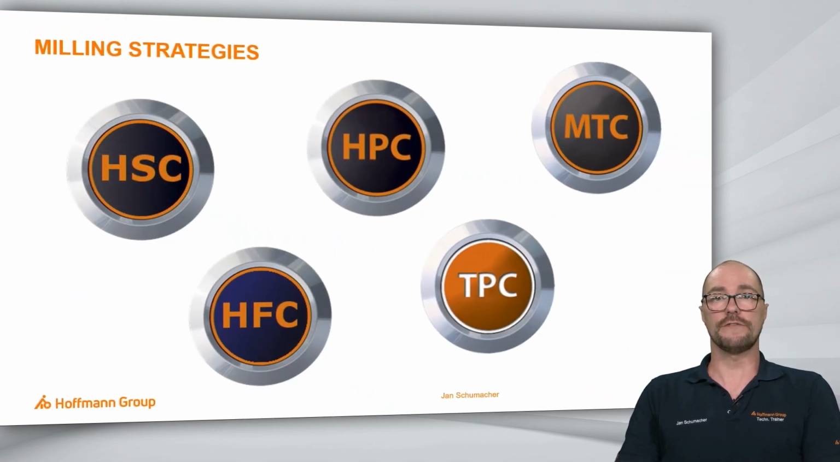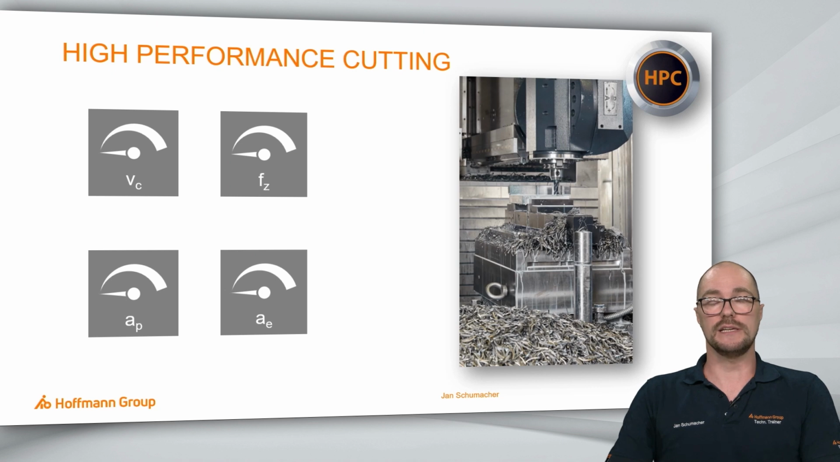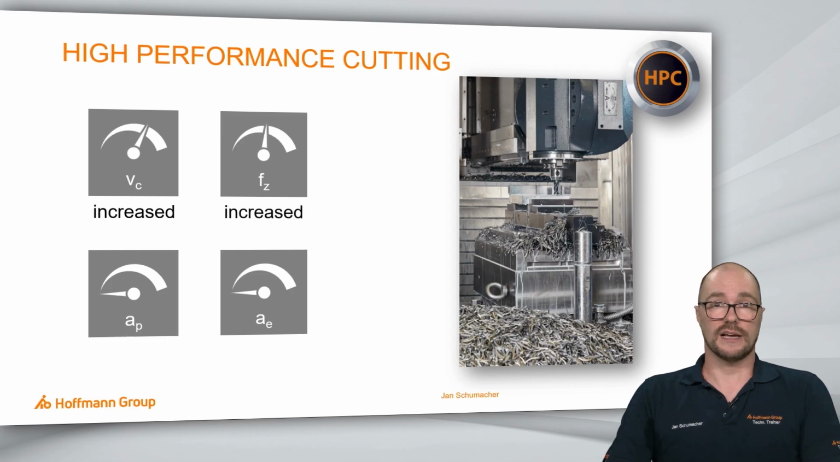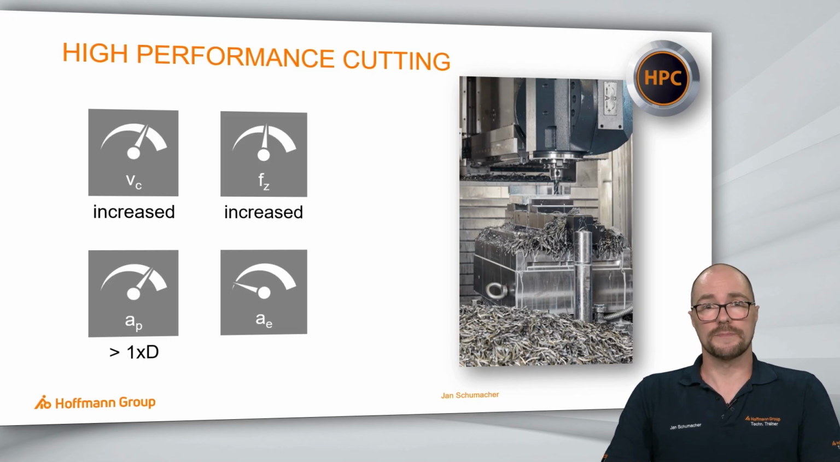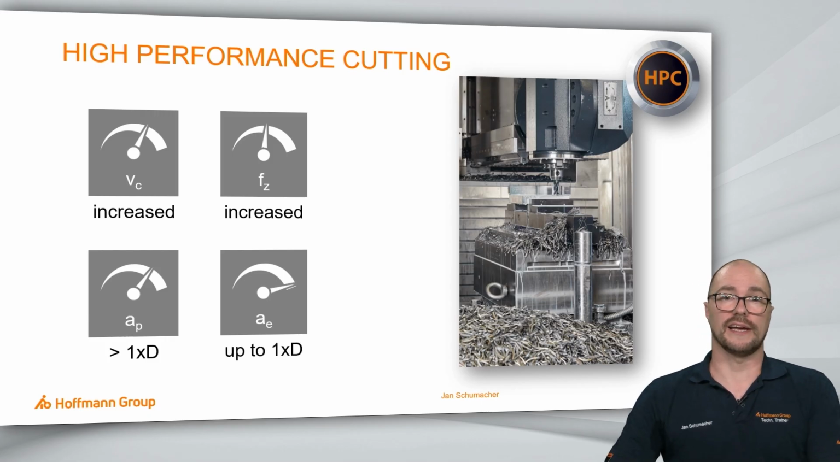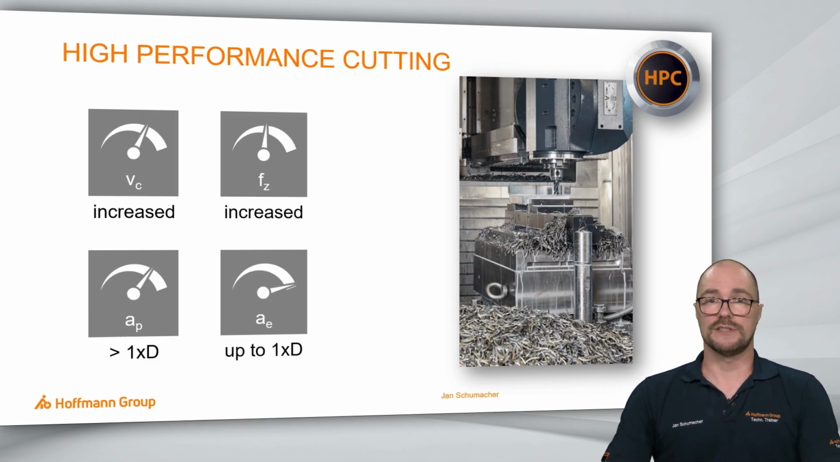Next up, we have HPC strategy. HPC stands for high performance cutting. Let's have a look at our dial indicators. Cutting speed is increased as well as the feed per tooth. Usually we machine at a depth of about 1 times D, sometimes a little more, sometimes a little less, with a radial engagement of up to 1 times D, which means we can do full slotting using high-performance cutting strategy.